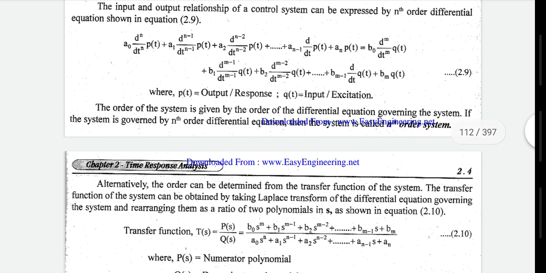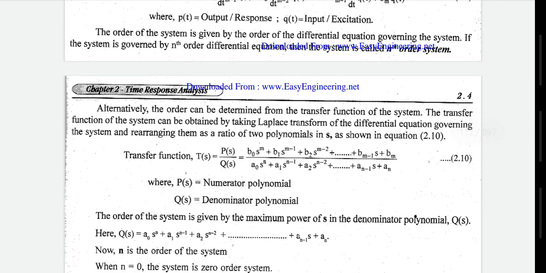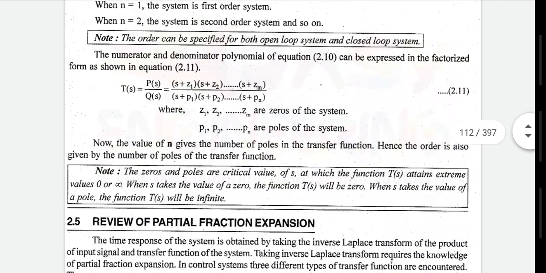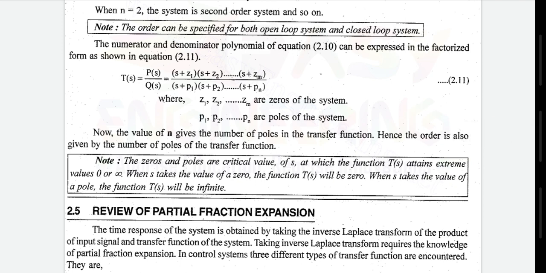So we obtained the nth order differential equation, and we have shown the input and output relationship of a control system with nth order differential equations, and how you derive the transfer function of a system by using P of S and Q of S, that is nothing but the ratio of the response to the excitation. And you find the order of a system by using Q of S, that is nothing but the denominator polynomial. These are all we had discussed in the previous class.